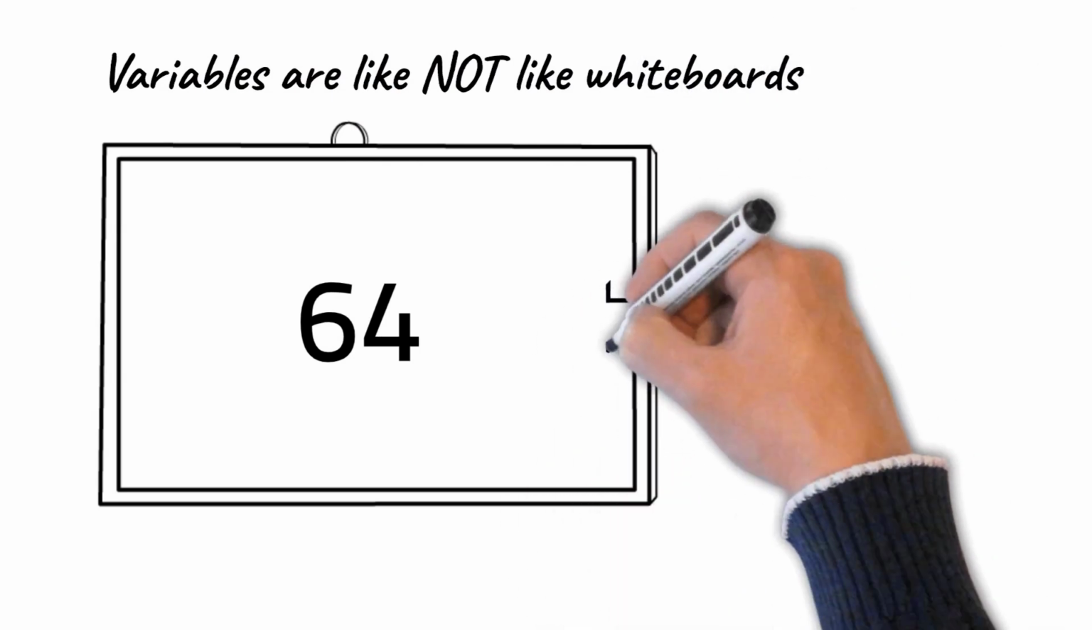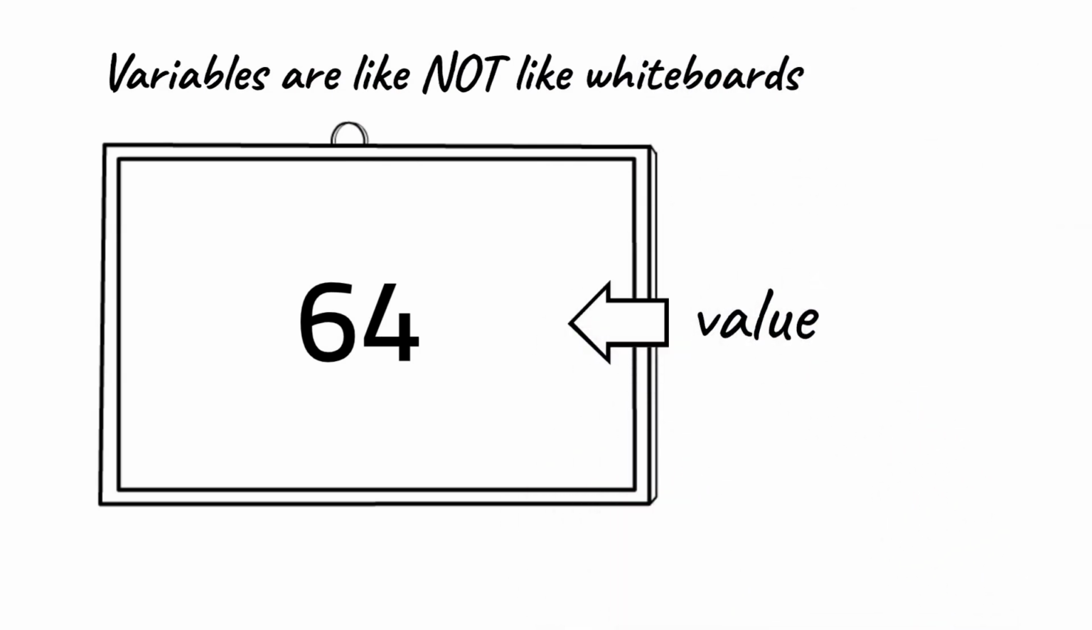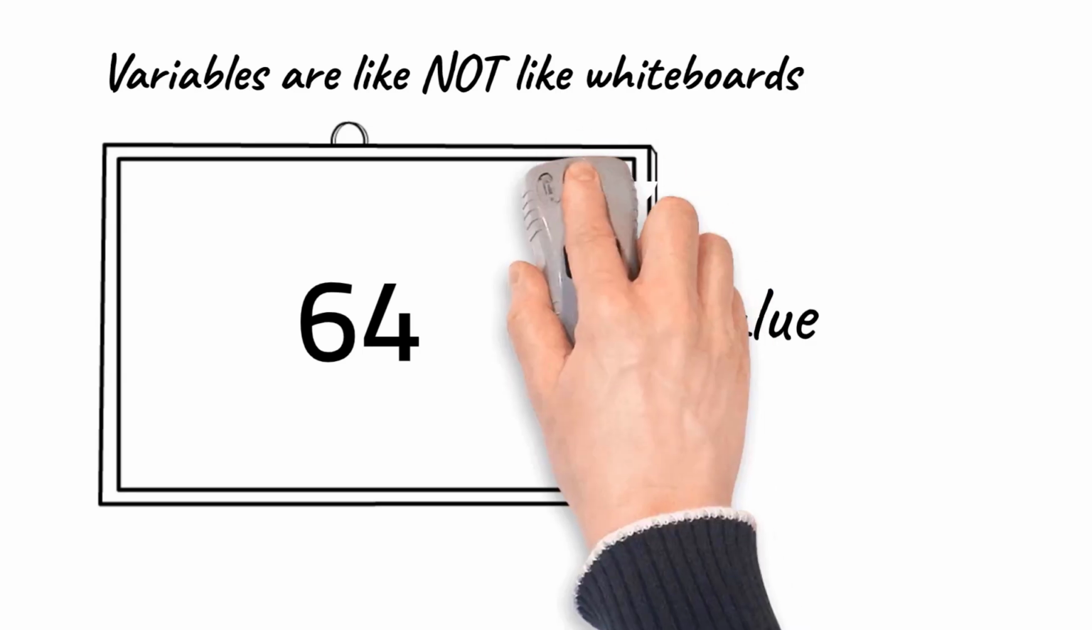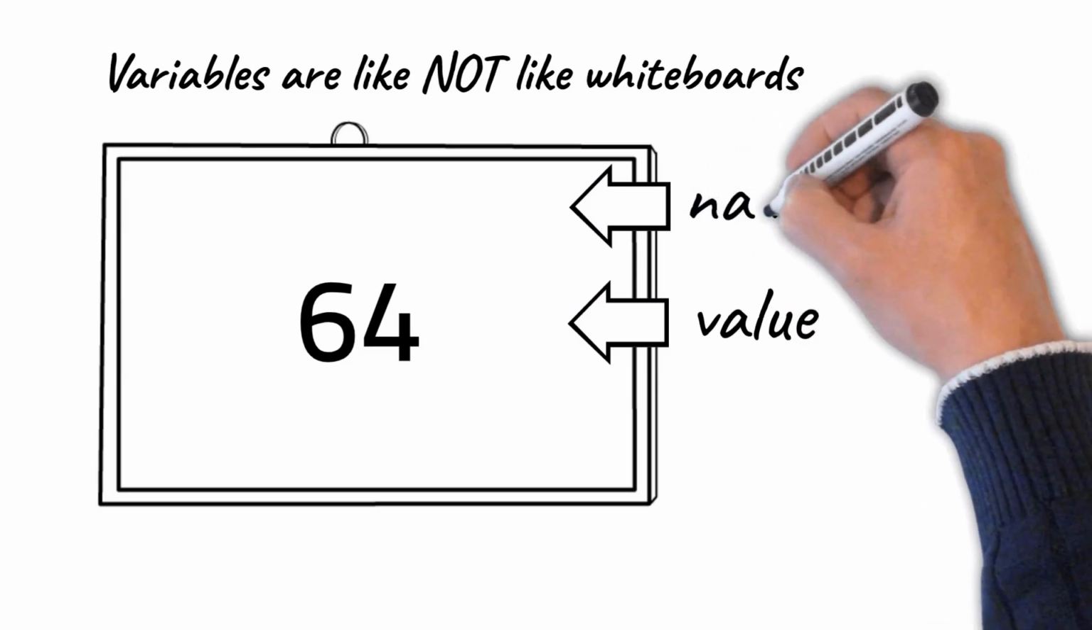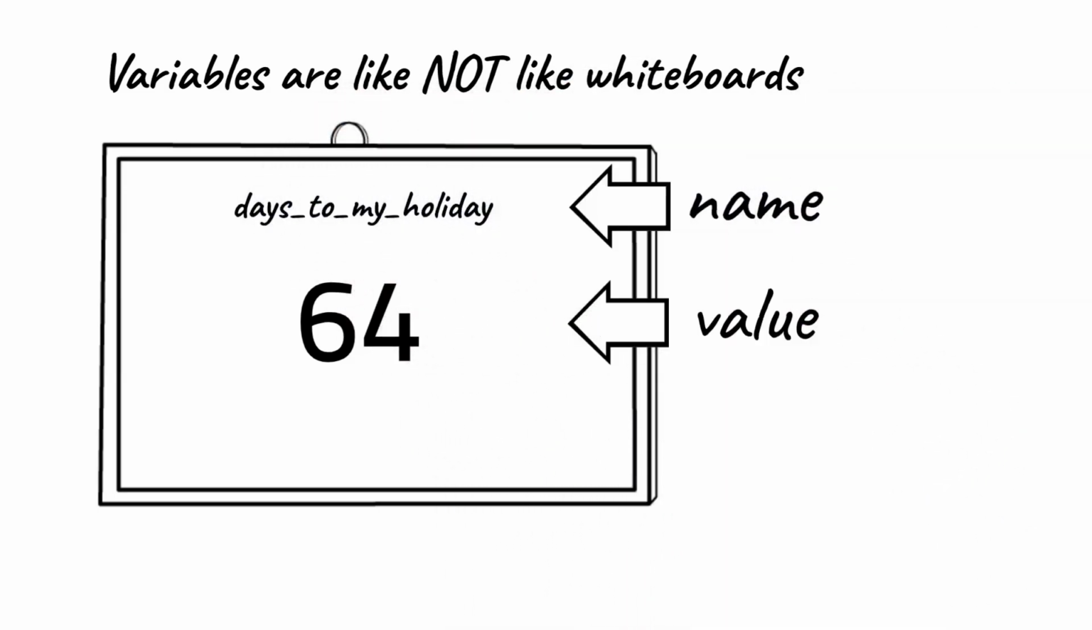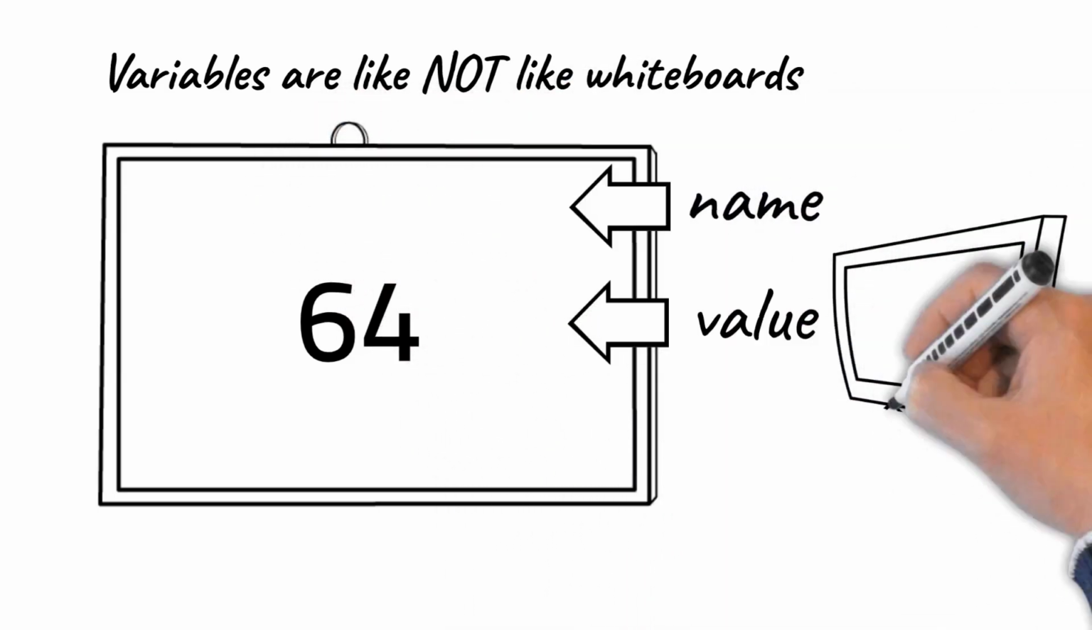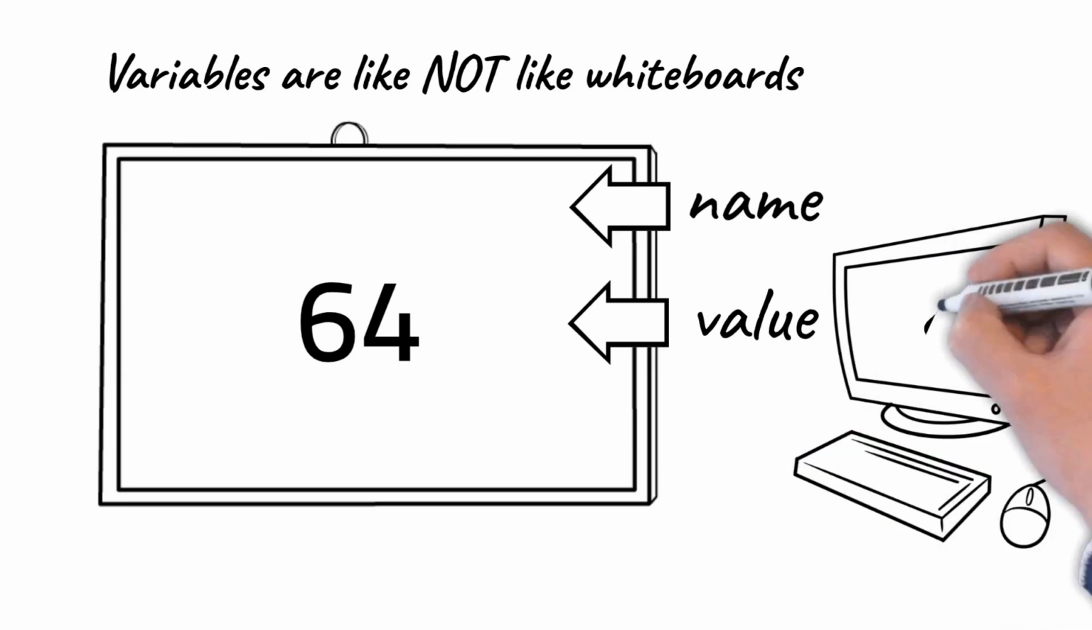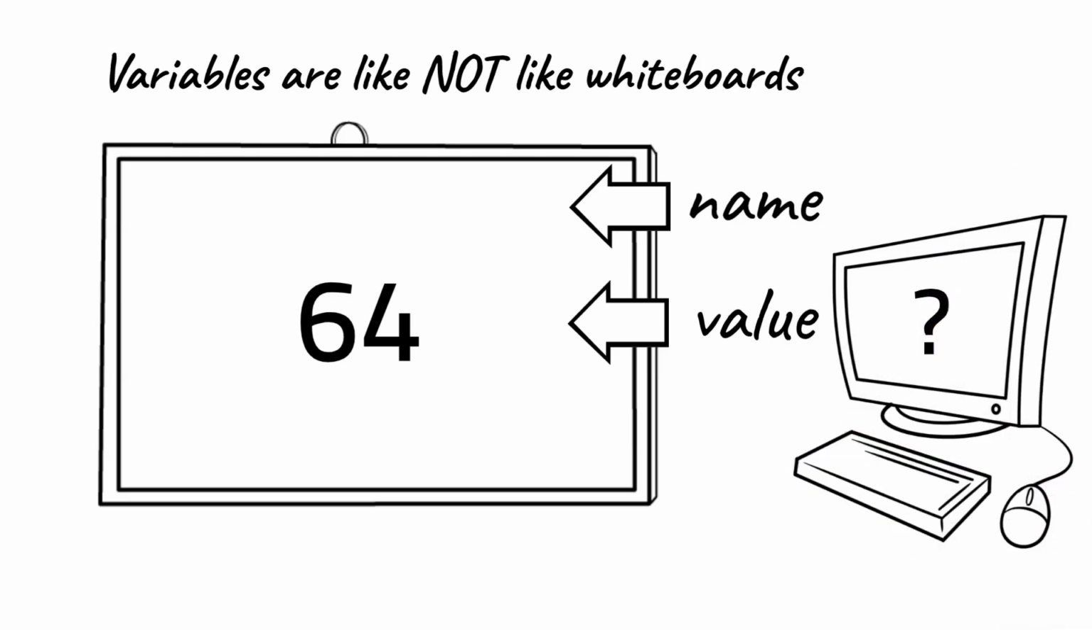There are ways that variables are not like a whiteboard. A whiteboard only needs to have a value written on it. Variables have to have a name and a value. Without the name, a computer just simply won't be able to find the variable.